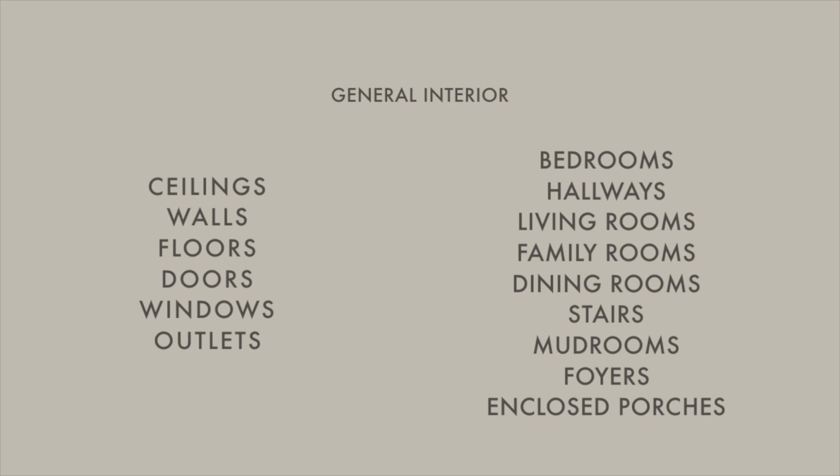There are 6 components of the general interior that the home inspector will inspect: ceilings, walls, floors, doors, windows, and outlets. These components consist in the following rooms: bedrooms, hallways, living rooms, family rooms, dining rooms, stairs, mud rooms, foyers, and enclosed porches.